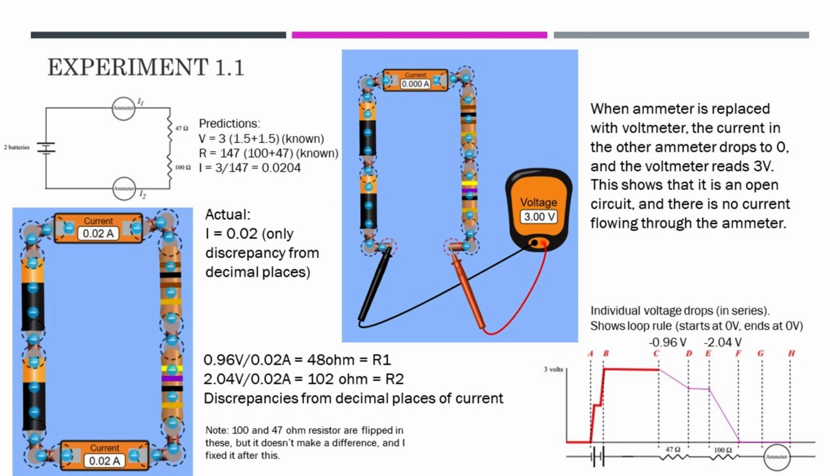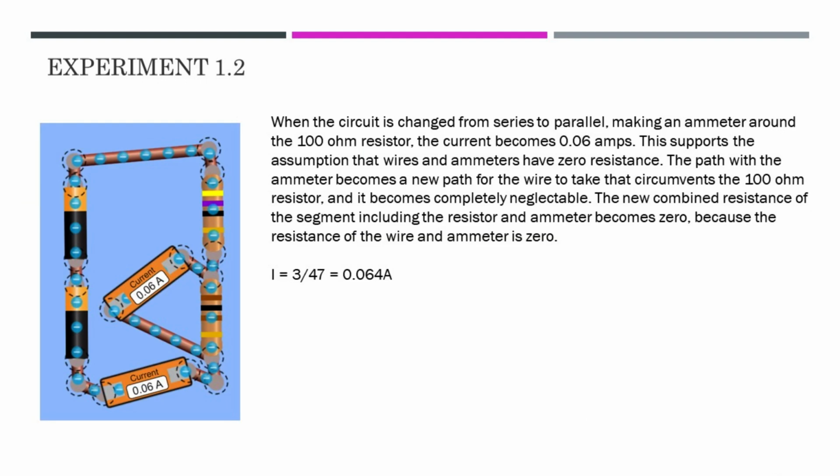After this, we were supposed to calculate the individual voltage drops in the series, and so from C to D, there was a voltage drop of negative 0.96 volts, and then for point E to F, there was a voltage drop of negative 2.04 volts. This supports the loop rule, because it shows that it started at 0 volts and ended at 0 volts. Then I used Ohm's law to backcheck my work, and I got that the resistance of the first resistor would be 48 ohms, and the resistance of the second resistor would be 102 ohms. And I think that there are discrepancies from the decimal places in the original current that it shows on the online simulation. After this, we were supposed to make the circuit parallel and see what happened.